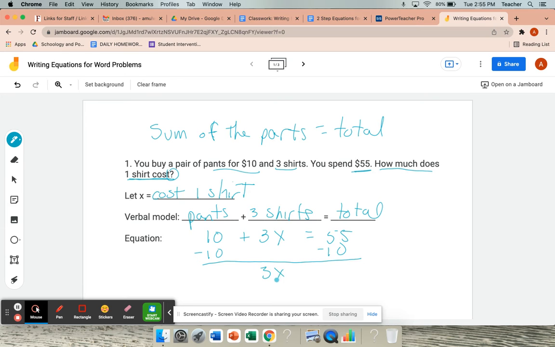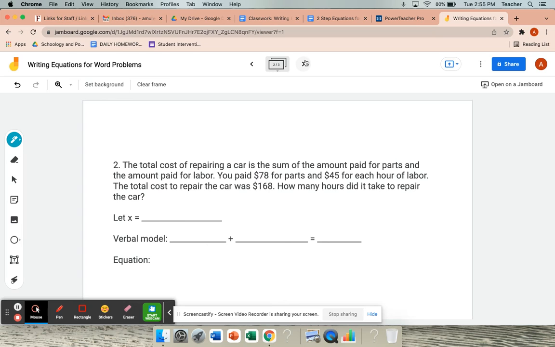Then I can solve my equation. I get 3X equals 45, divided by 3, divided by 3. X equals 15. 15 what? Go back and look at what your X is. X is the cost of one shirt, so it's $15 for one shirt. So what am I buying? Pants and 3 shirts.